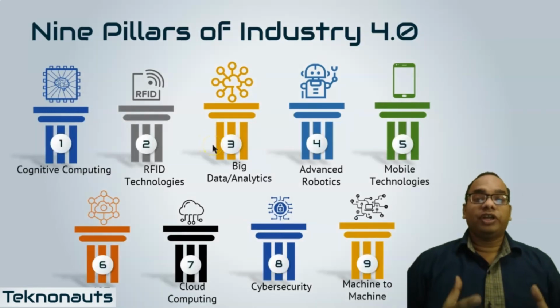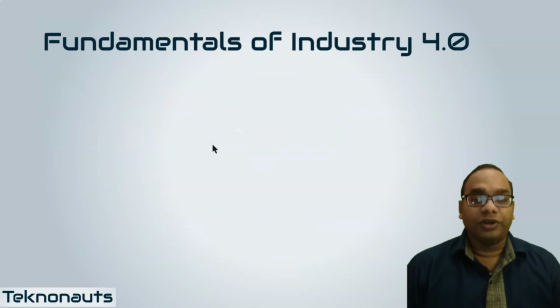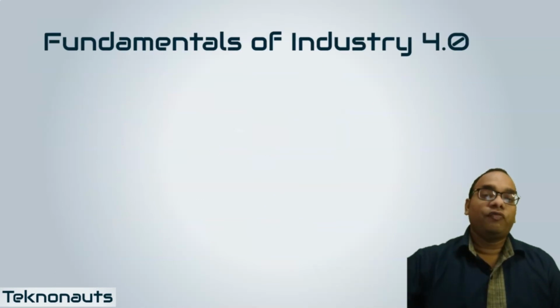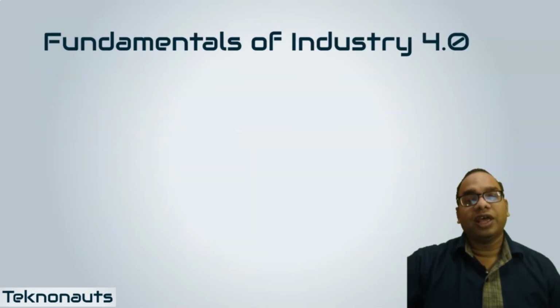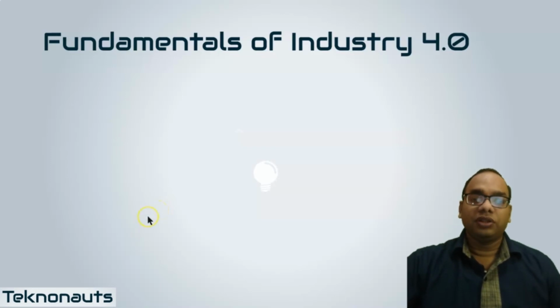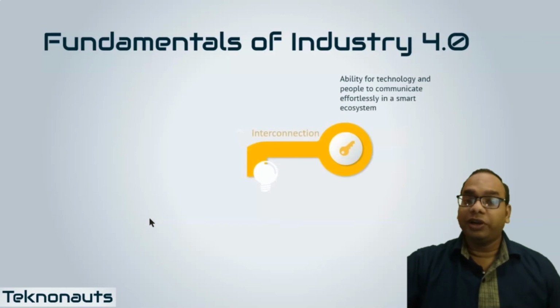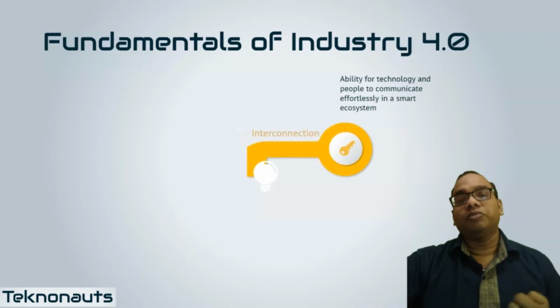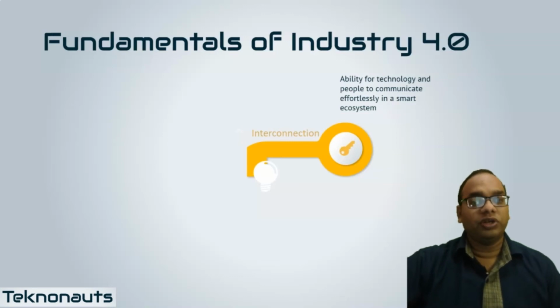Next comes the fundamentals of Industry 4.0. There are four major fundamentals which one has to take care of while working with this revolution or the technologies pertaining to Industry 4.0. The first thing you should keep in mind is interconnection: the ability for technology and people to communicate effortlessly in a smart ecosystem. That should be your motto when you are designing a system, because the system is interconnected.